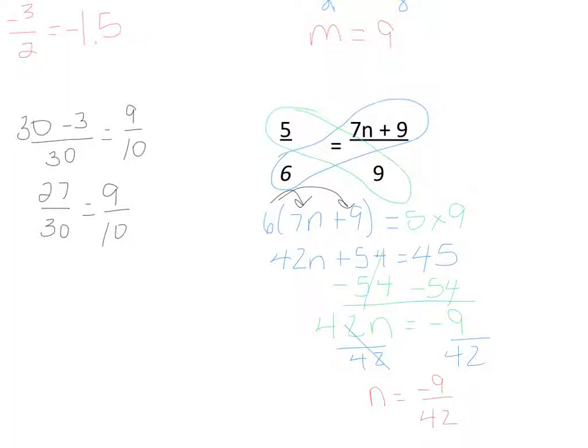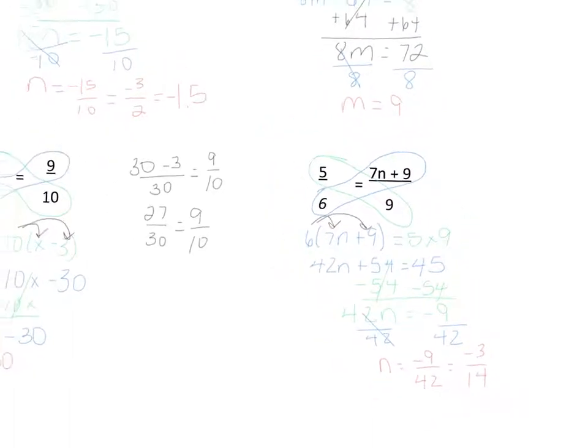Now, we can simplify this fraction by 3. Negative 3 over 14. But this is not one of those you'll want to make a decimal because it is not a pretty decimal. It's a pretty ugly looking thing with a lot of numbers that repeat. So negative 9 over 42 simplifies to negative 3 over 14. Leave it as that. Don't take that extra step and those extra headaches to make it a decimal. It's not worth it. And so that is how you solve binomial proportions.